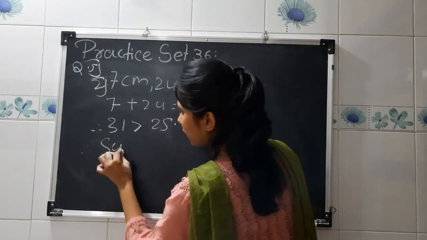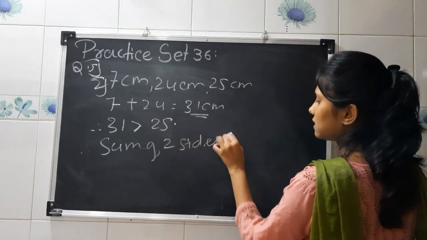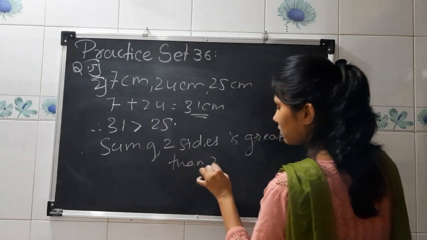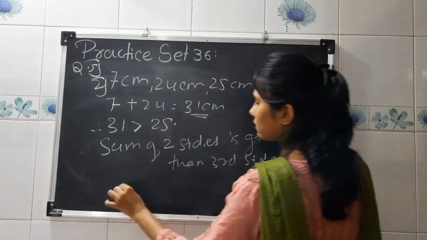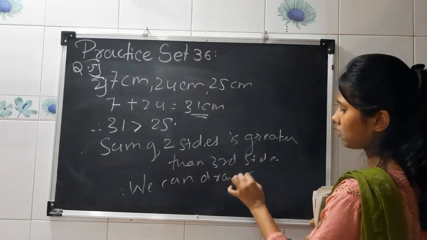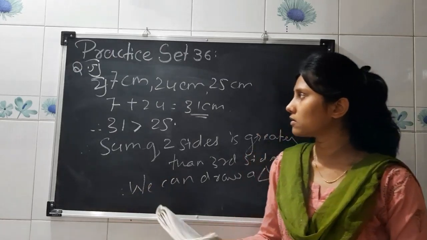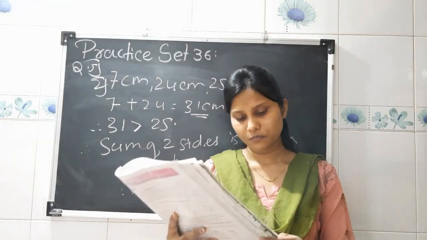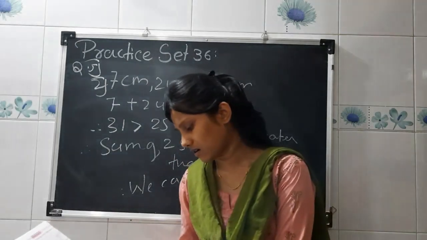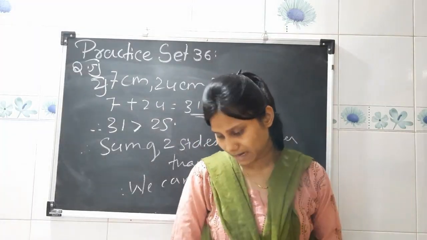So therefore you have to write, the sum of two sides is greater than the third side. Therefore we can draw a triangle. You have to write only this much. The rest of the sums, that is the rest of the questions, you can solve on your own. This is a very simple lesson, very simple practice set.